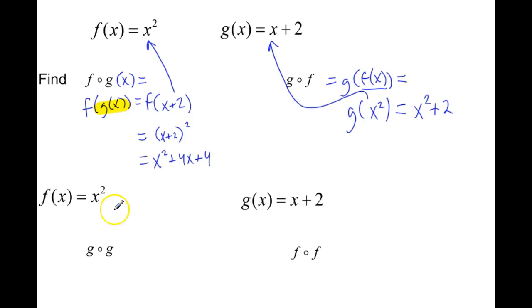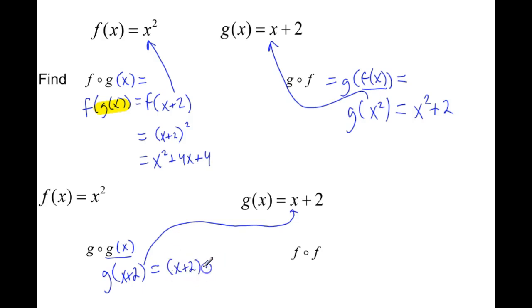And so what's weird is you can also plug in g of g of x, so to speak here. So first we're going to plug in g of x. That would be g of, what is g of x? g of x is x plus 2. Now we're going to plug that back into the g function wherever there's an x. And when you do that, you get x plus 2, plus 2, which is really x plus 4.